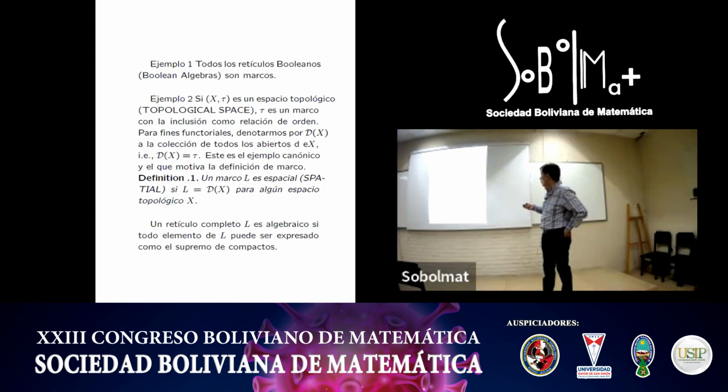All right, and for functorial purposes, I will denote tau by D(X), okay? Tau and D(X) is the same. All right, and this is a canonical example that will motivate the definition of frame, actually. This example is paramount. Okay, what's this special frame L? A frame is special when the frame L is D(X), so it is the set of open sets of some topological space.